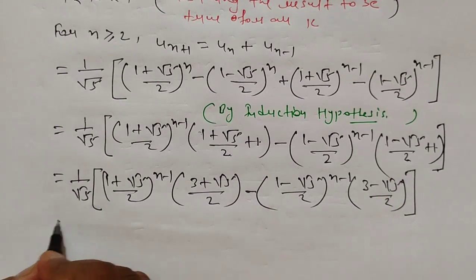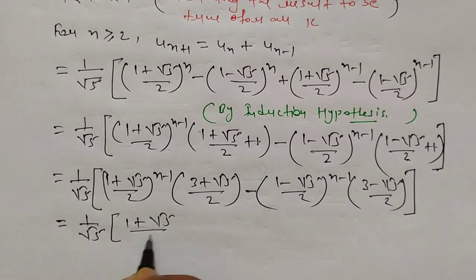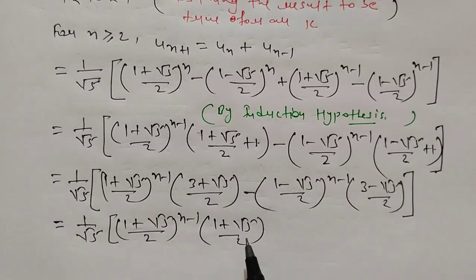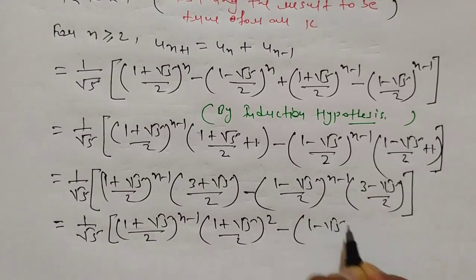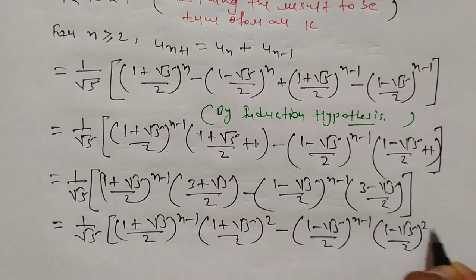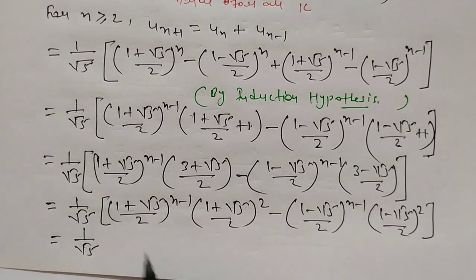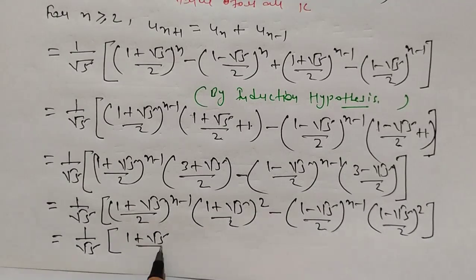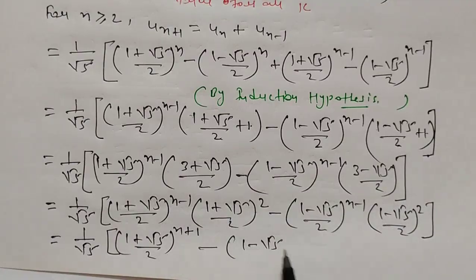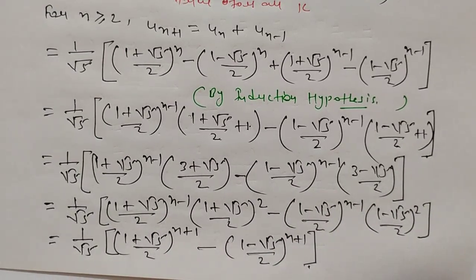This is equal to 1 by square root of 5 into ((1 plus square root of 5) by 2) power n minus 1 into ((1 plus square root of 5) by 2) squared, minus ((1 minus square root of 5) by 2) power n minus 1 into ((1 minus square root of 5) by 2) whole squared, and this is equal to 1 by square root of 5 into ((1 plus square root of 5) by 2) power n plus 1 minus ((1 minus square root of 5) by 2) power n plus 1. So this is the result.